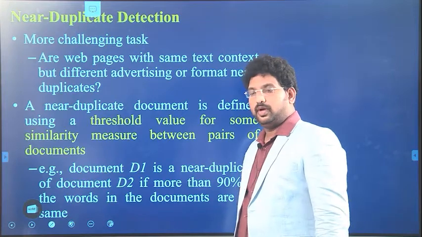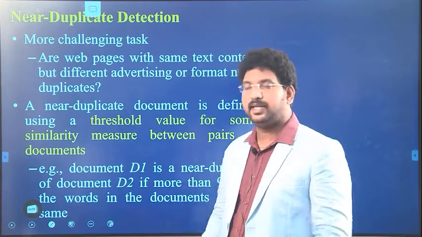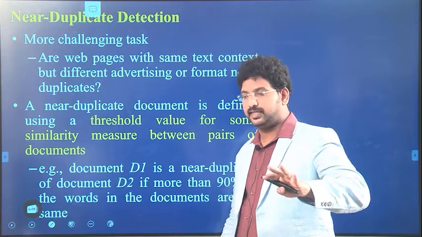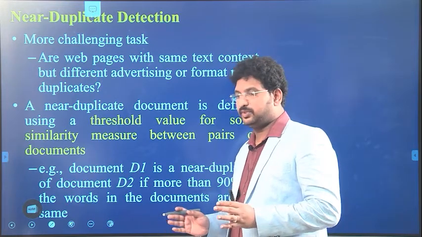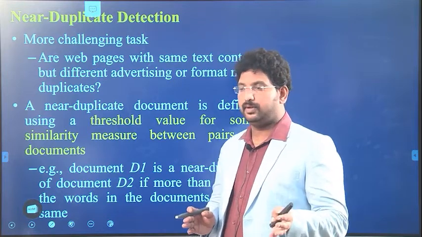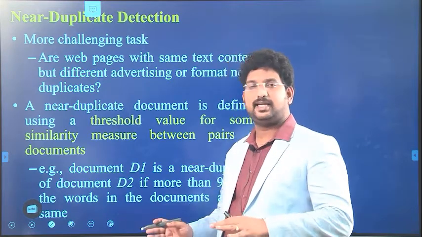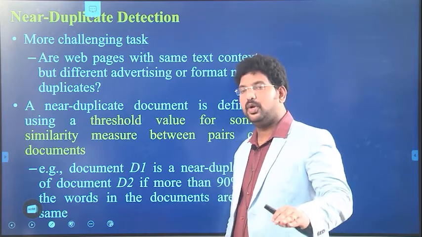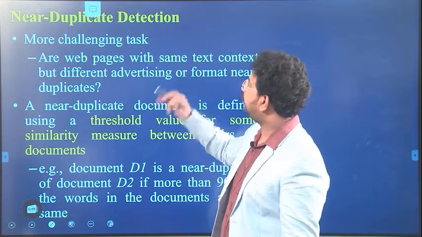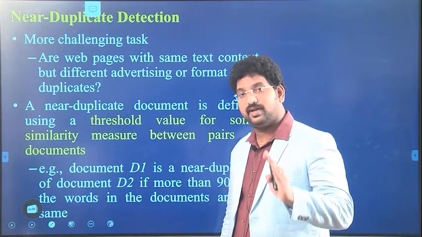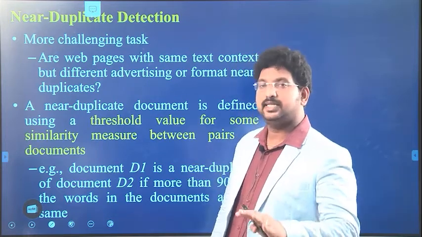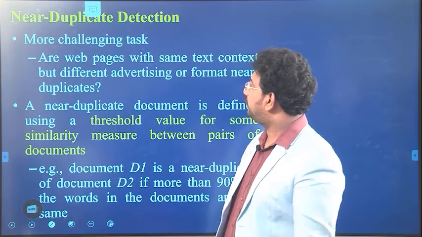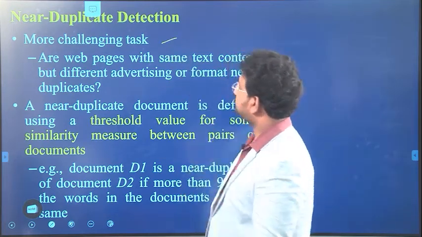Now up to now we have seen exact duplicate detection. As part of detecting duplicates, we found what an exact duplicate is: the content of one document is presented the same as in the other document. We can say there is an exact duplicate of the document. Now you need to identify near duplicate documents. It is a very difficult and challenging task, so detection of near duplicates is a very challenging task.